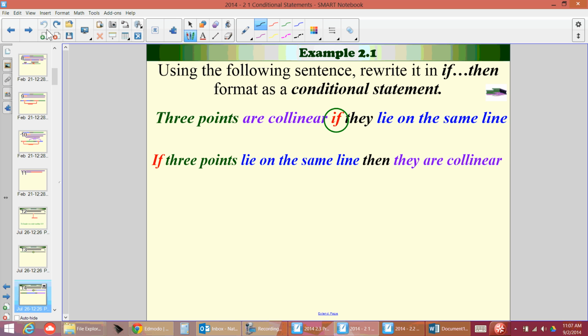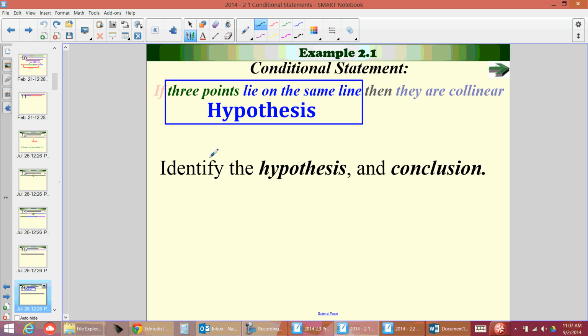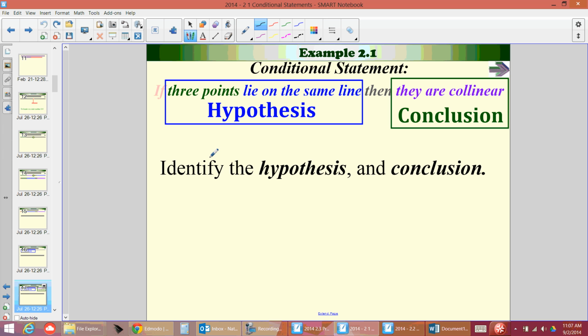Now, it says next to look for the hypothesis and the conclusion. Well, the hypothesis is the part after the if, and the conclusion is the part after the then. So there's my hypothesis. My hypothesis is the first part, and my conclusion is the then part. So hypothesis: 3 points lie on the same line. Conclusion: they are collinear.